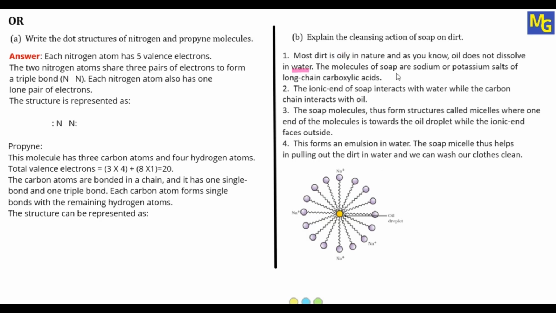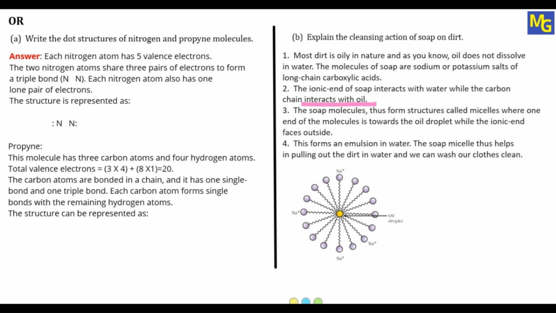The molecules of soap are sodium or potassium salts of long chain carboxylic acid. So what is soap? We have studied it in the saponification reaction. These are nothing but sodium or potassium salts of long chain carboxylic acid. This will have two parts. One will be the ionic end and one will be the hydrocarbon end. So that is the next point. The ionic end of soap interacts with water while the hydrocarbon end will interact with oil.